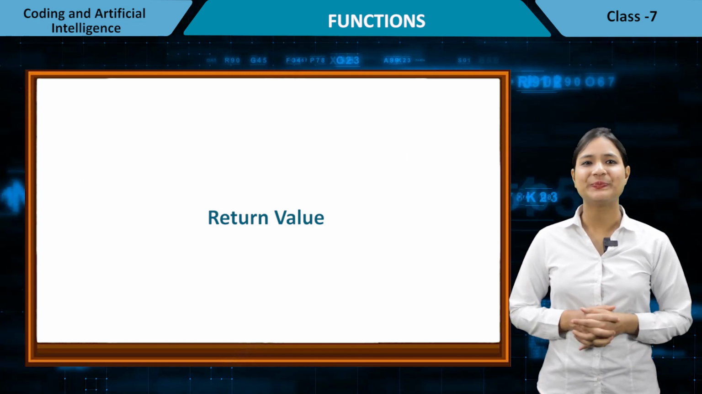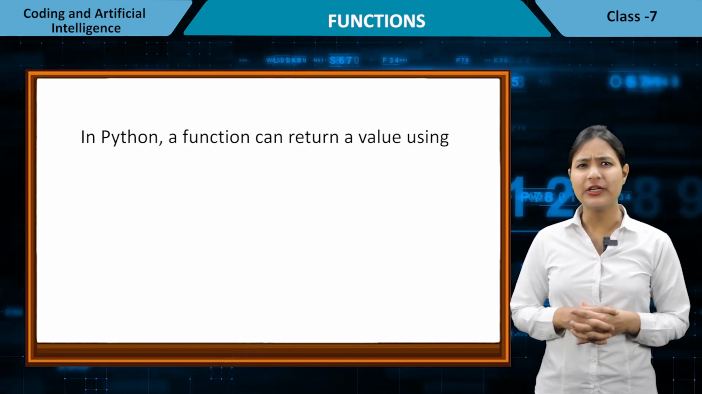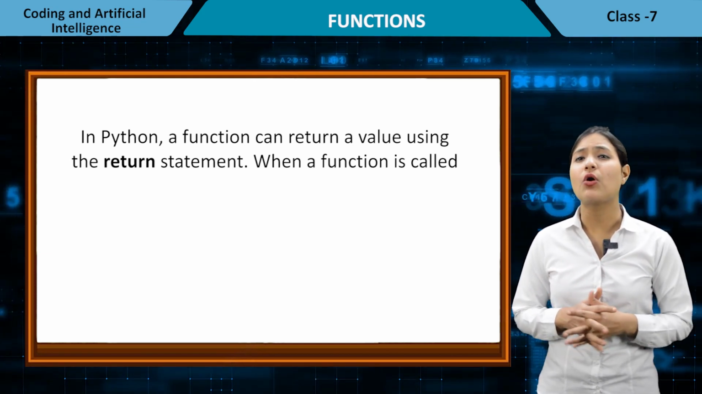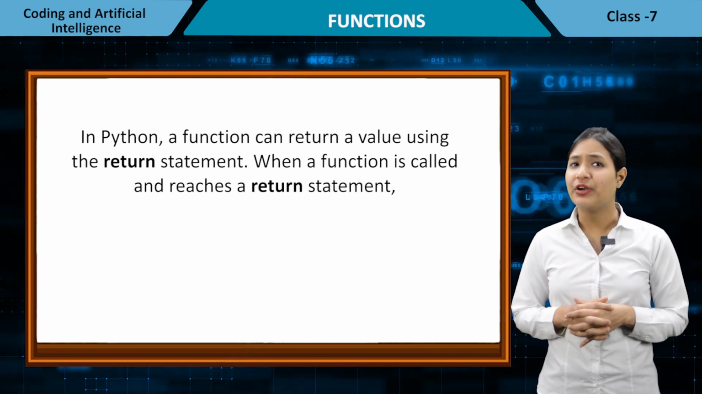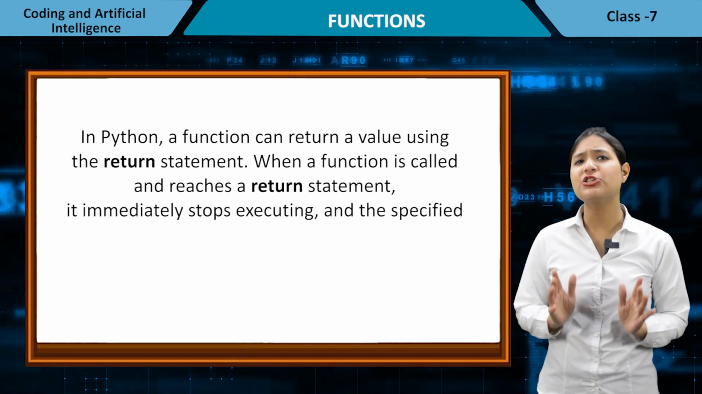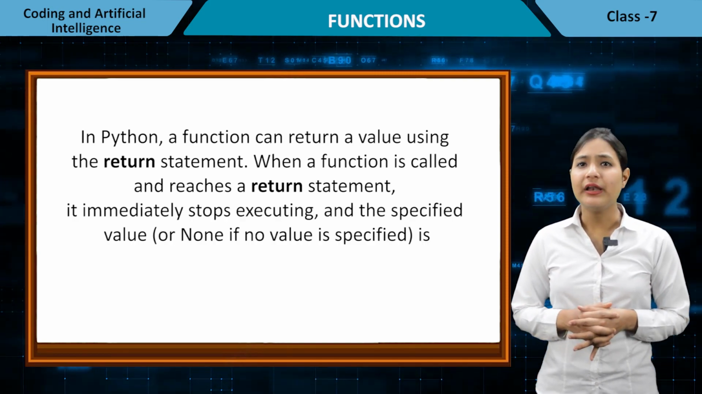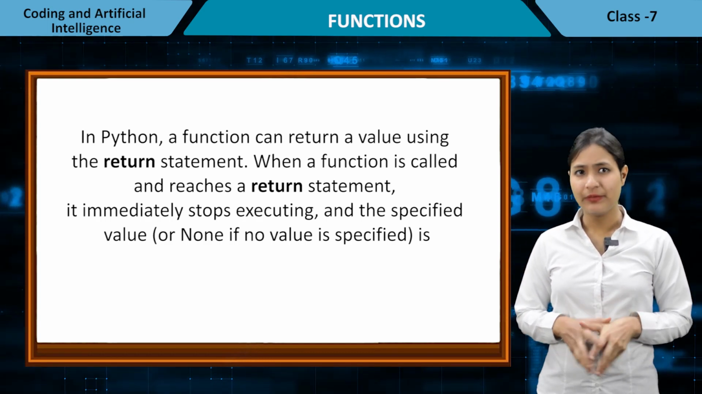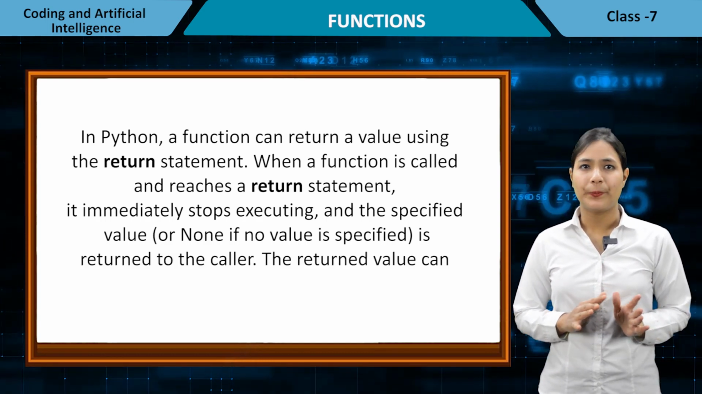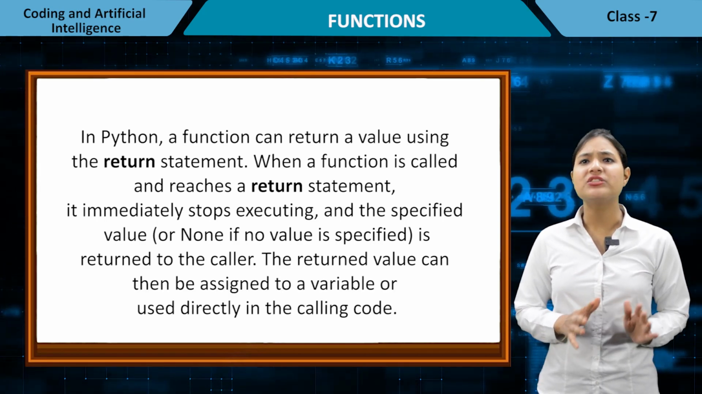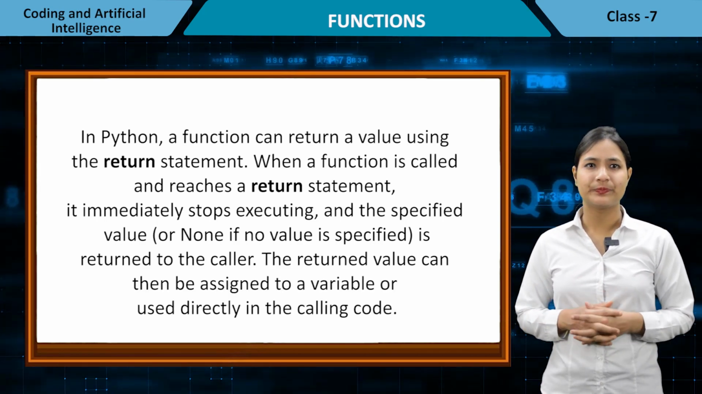Return value. In Python, a function can return a value using the return statement. When a function is called and reaches a return statement, it immediately stops executing, and the specified value, or None if no value is specified, is returned to the caller. The returned value can then be assigned to a variable or used directly in the calling code.